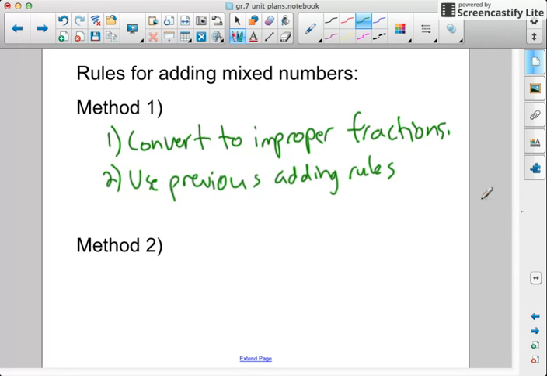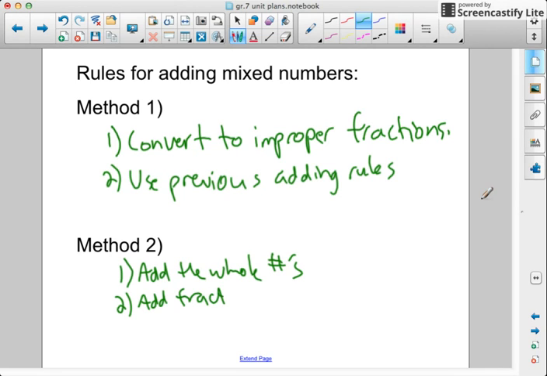Method number two, which I think is a little bit easier myself, is you can add the whole numbers, so add them and then add the fractions separately, using all your fraction rules, of course. And then finally combine them together. So let's look at some examples for each method.